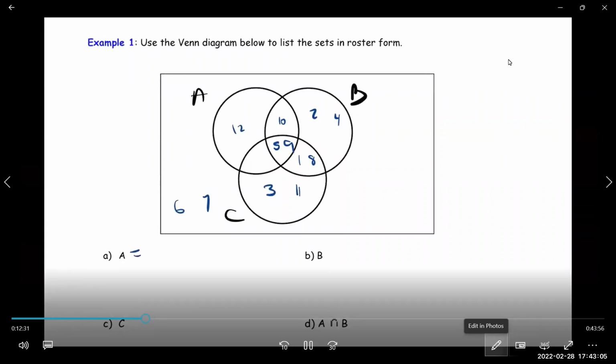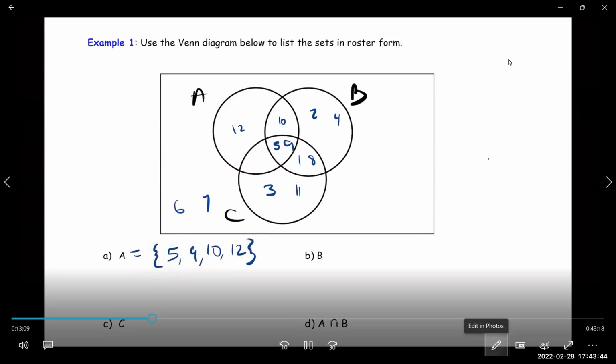So anybody know what's in set A? 5, 9, 12, and 10. 10 and 12. Yeah, very good, because you want to focus in on just the circle that has the A circle. And that would be, you're right, 5, 9, 10, and 12. So there it is. So don't forget the brackets, because the brackets means that you have a set. So the bracket would be 5, 9, 10, 12. And it doesn't really matter the order. It can be in any order, but I always like to write it from smallest to largest.